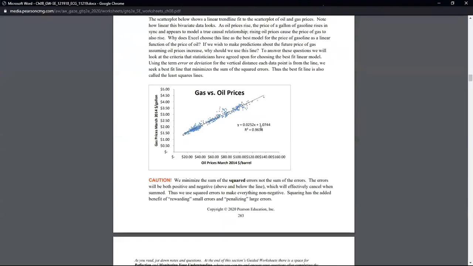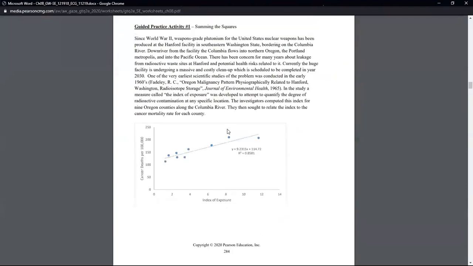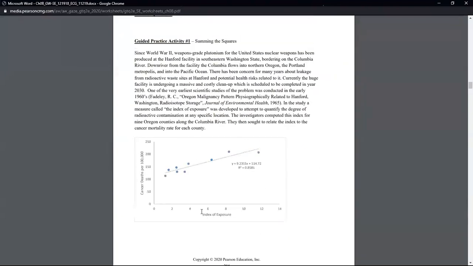Here's that gas versus oil prices again. We've already talked about that. Here's another one dealing with index of exposure to plutonium versus cancer deaths per 100,000 people. And we see that it seems to be increasing. We don't really have a gauge of what index of exposure means. We're not studying this. But these are a scary amount of deaths per 100,000 people. It's not super high, but you don't want to see any of them.